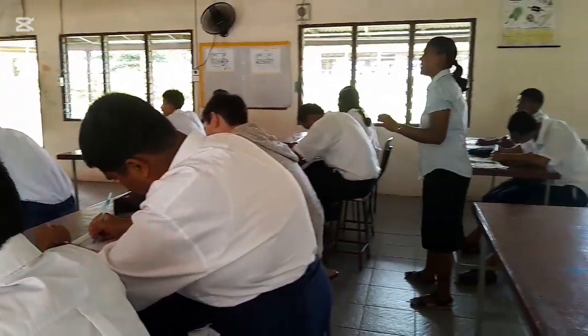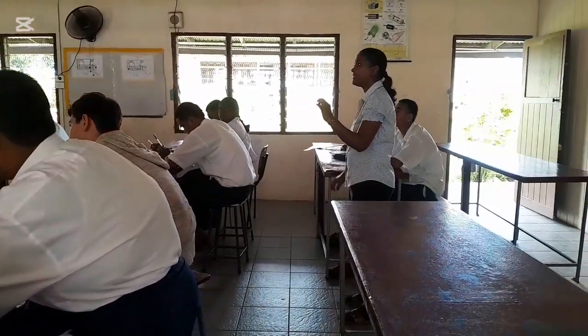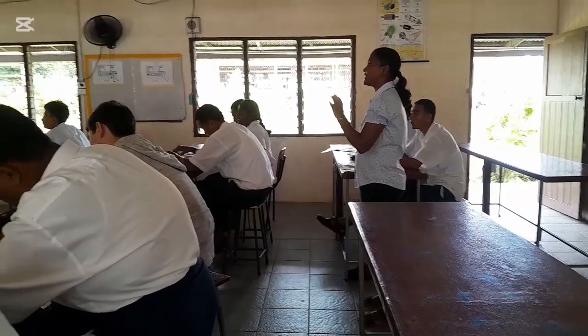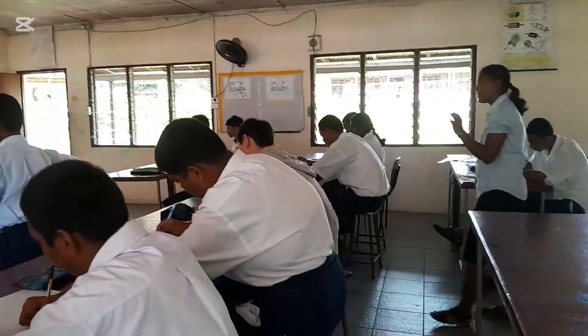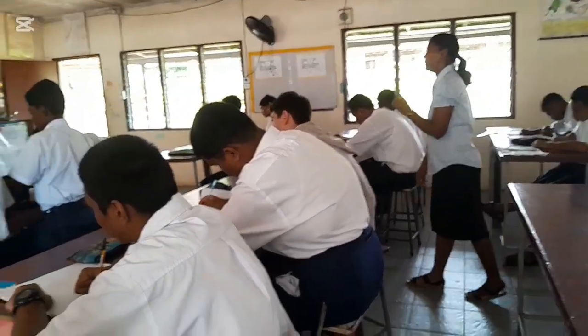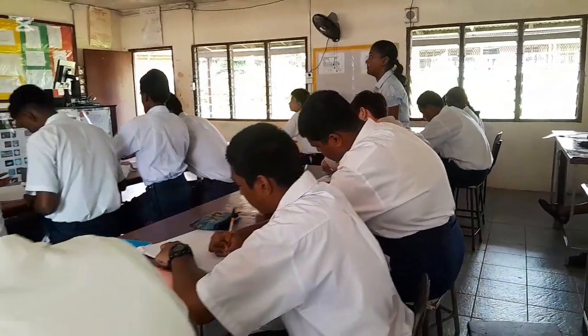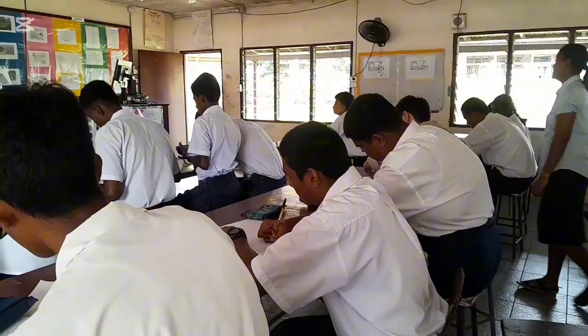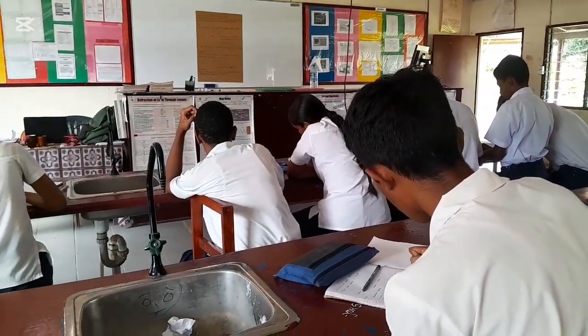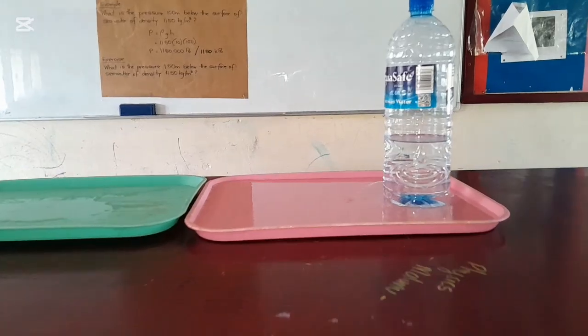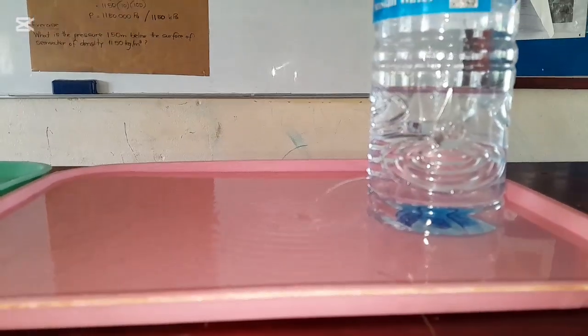The question reads, what is the pressure 150 meters below the surface of seawater of density 1150 kg per meter cube? Density is equal to the density, g.